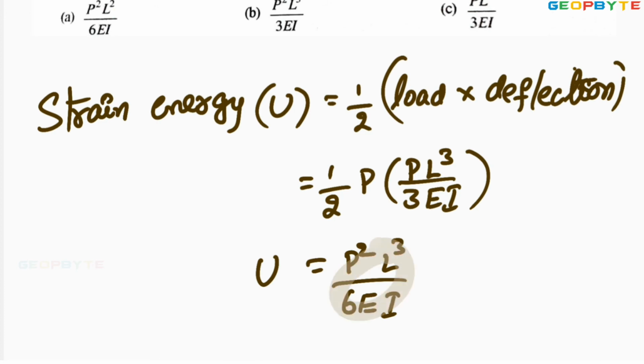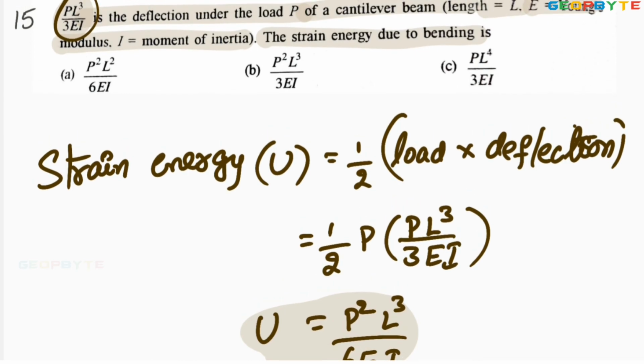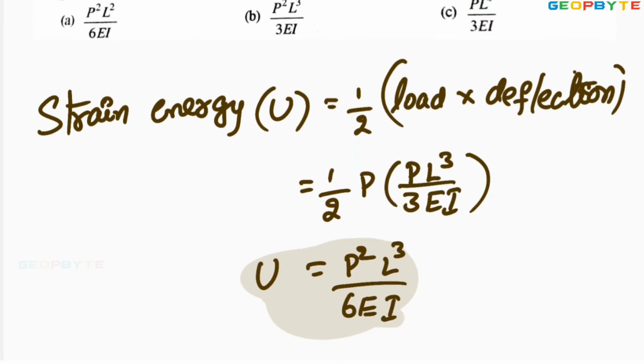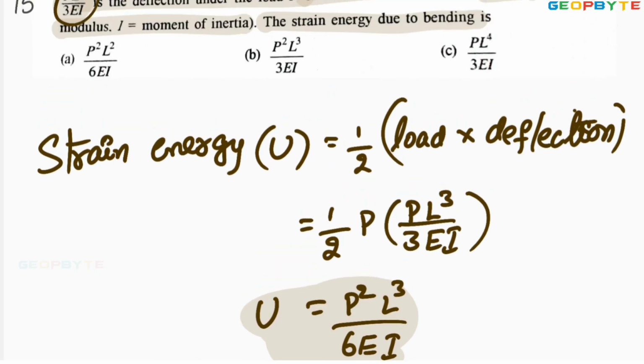For the given deflection due to load or bending moment, P square L cube by 6EI is the answer. Look at the options. Option A is P square L square by 6EI, but it should be P square L cube. Option D is P square L cube by 6EI. Therefore, option D is absolutely correct.